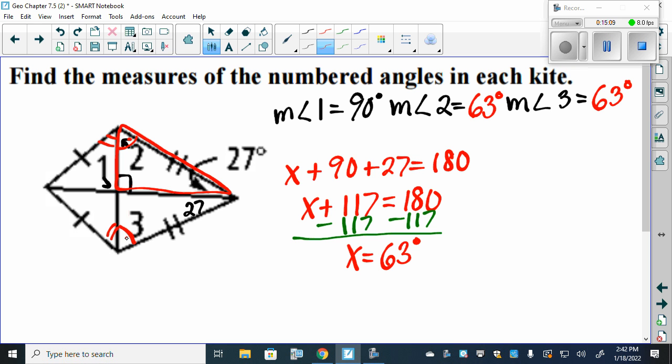Any other questions on this here? Yes. Now we can't say anything about this angle here or these two because we don't know what this angle is. We don't have enough information to find the rest. But we can find these here. Any other questions about finding angle 1, 2, or 3?